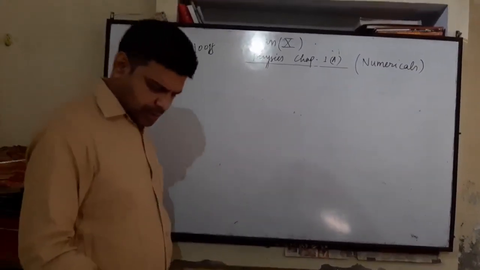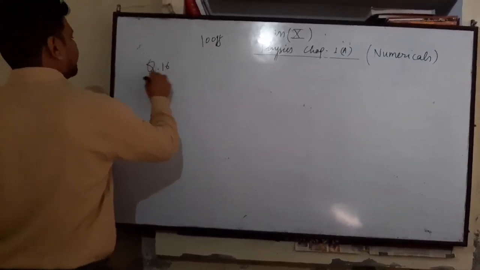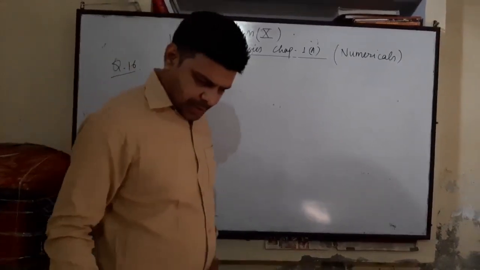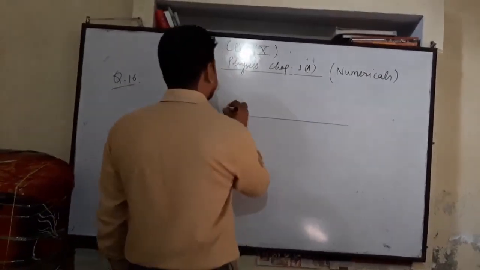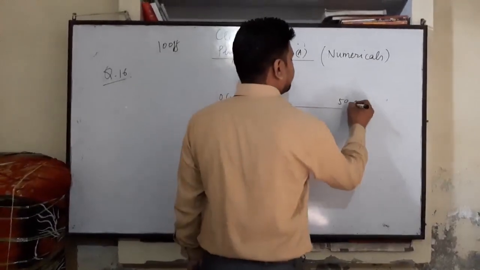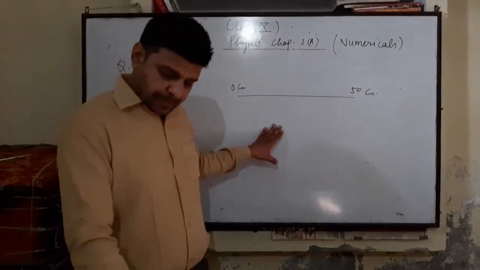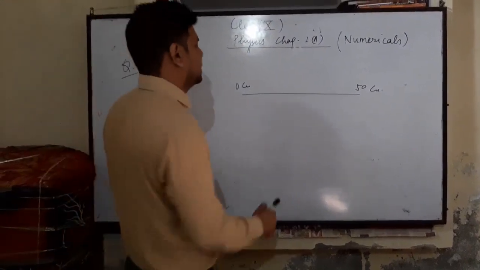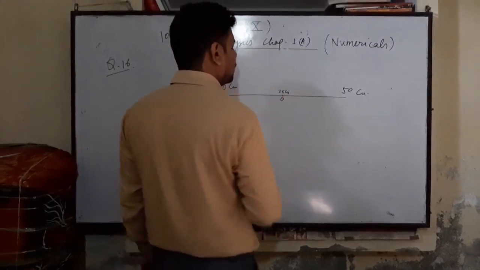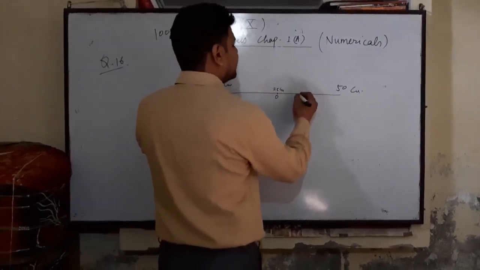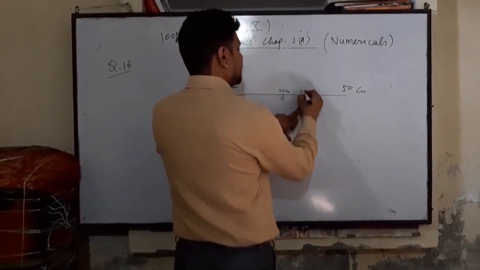Now, question number 16. A uniform half meter rule. In this question, we have a half meter rule. It means only a 50 centimeter length rule. This is the half meter rule, not the meter rule. Balanced at the 29 centimeter mark. This one is the midpoint, 25 centimeter, O, and it is balanced at 29 centimeter. Consider this is the pivoted point at the 29 centimeter mark.